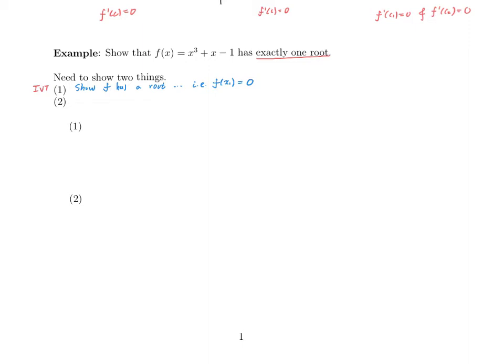And to show that there is exactly one root, we're going to have to go on to a next part and show that f does not have two roots. And in order to show that this function does not have two roots, this is where Rolle's theorem is going to come into play.